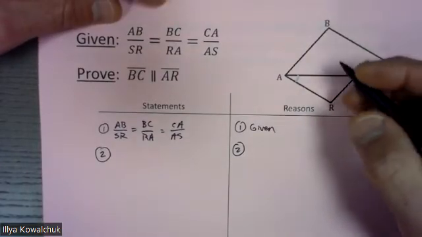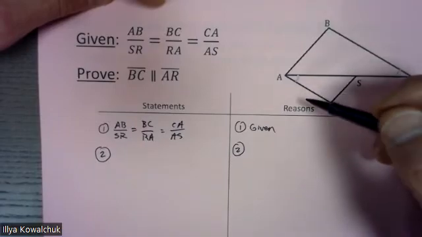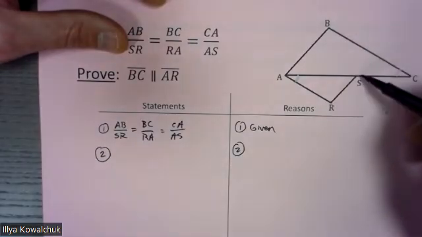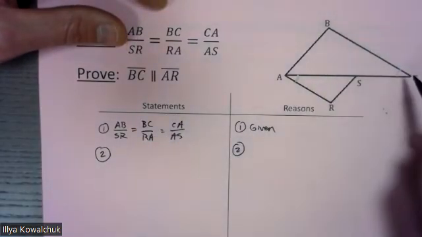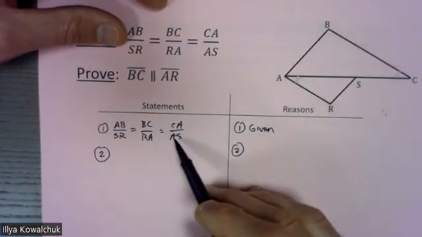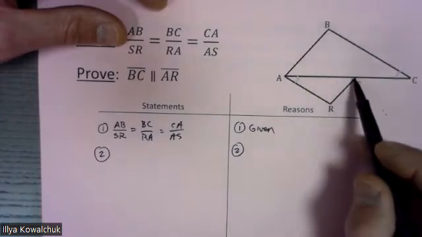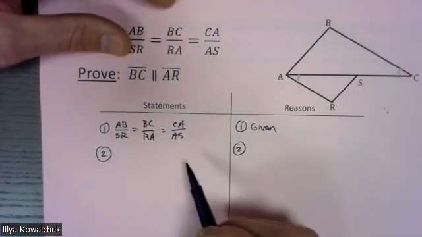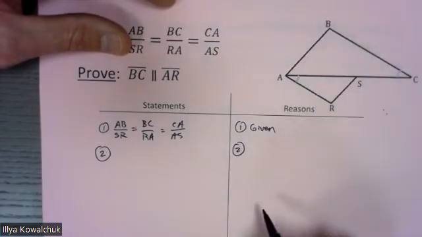So I know that AB is to SR as BC is to RA, as CA is to AS. Cool. So what that tells me is that all three sides are in proportion to each other, and therefore the two triangles are going to be similar.